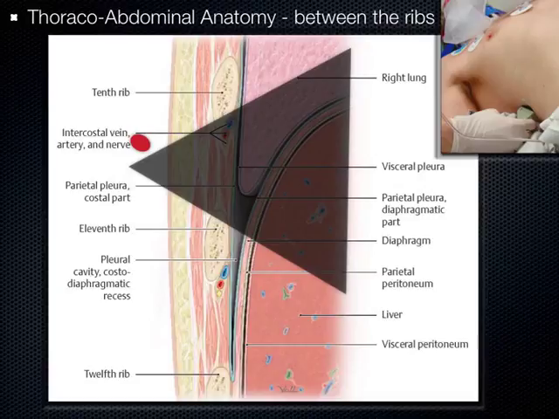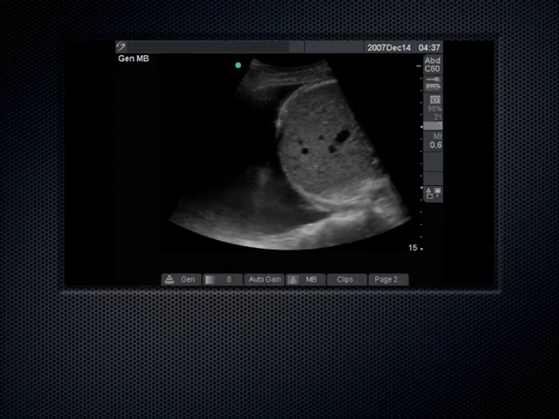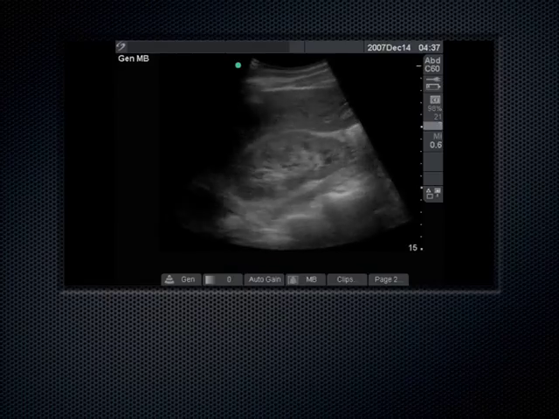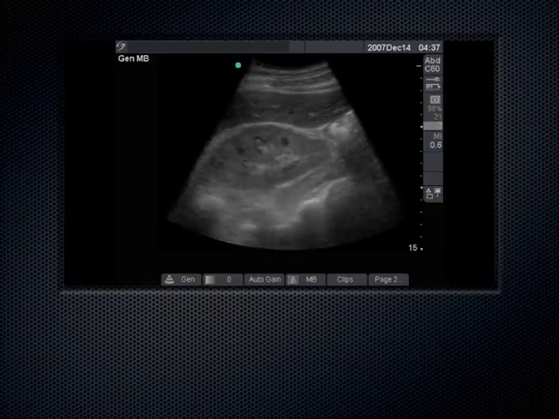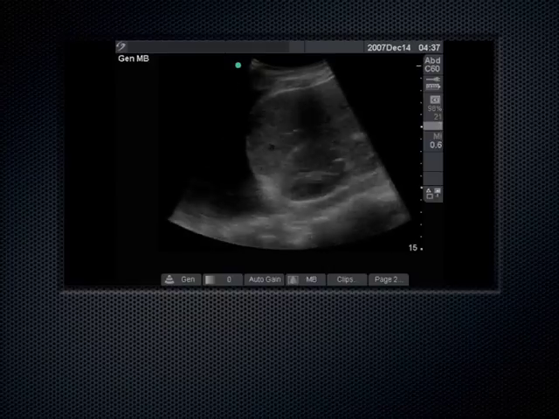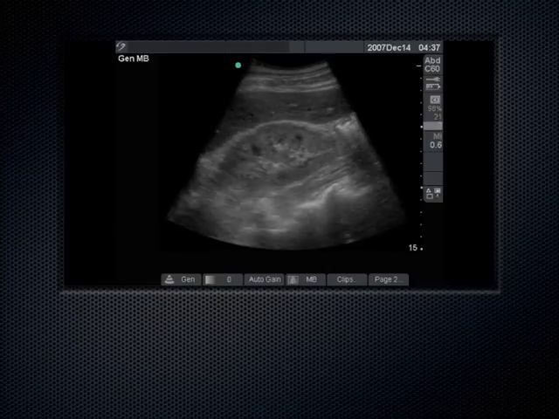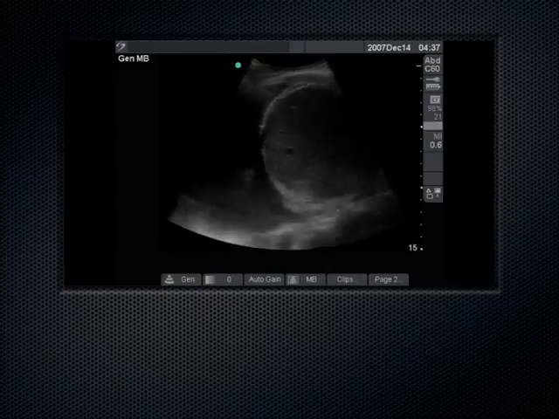So here's a good example of, there's a little picture of Morrison's pouch, kidney, liver, and right above the liver, you see black, which should not be there. That is a pleural effusion, and depending on the situation, it could be pus, blood, transudate fluid. That's more of a clinical diagnosis, but it's definitely fluid in the wrong place.